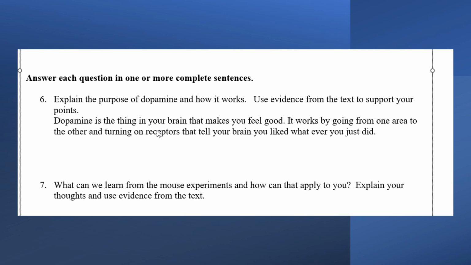Okay, so really quick going back. Okay, so when we went to question 6, explain the purpose of dopamine and how it works. So I just put in dopamine's a thing in your brain that makes you feel good. Obviously, I put it in my own words. How it works, I put it works by going from one area to the other and turning on receptors that tell your brain you liked whatever you did, okay? So those are in my own words, okay?